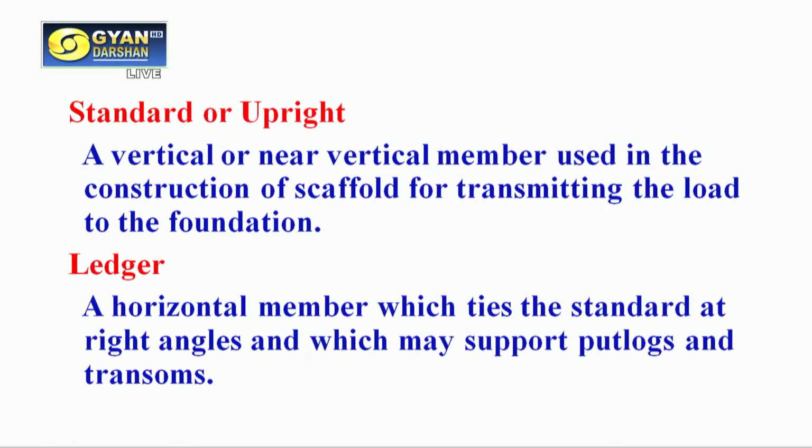Then ledger. Ledgers are the horizontal members which tie the standards or uprights at right angles and which may support putlocks or the transoms. What are putlocks and transoms? I'll tell you later. So these are horizontal members. As I told you, vertical members are standard uprights and the horizontal members are ledgers.